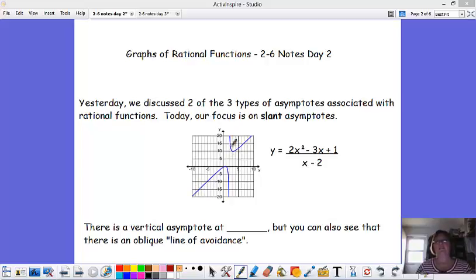You can see in the rational function that I have here that there is a vertical asymptote at x equals 2. By the way, the scale on this graph is kind of funky. The x scale is going by 1, but the y is going by 5. So the vertical asymptote here is at x equals 2.